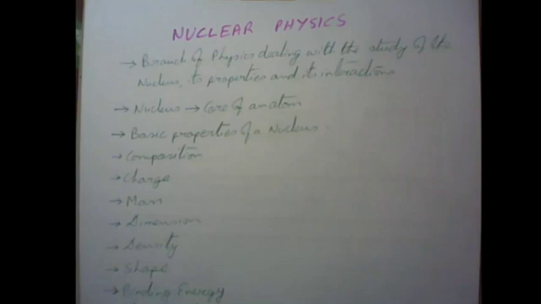It may seem trivial because all of us know that matter is made up of atoms, and the atom has its own internal structure. The structure is such that it has a core, which we call the nucleus, surrounded by the orbiting electrons. So the nucleus is the core of an atom. As per the standard definition, it's the core of an atom in which almost all the mass and charge of the atom is concentrated. So basically nuclear physics is the study of the nucleus of an atom.